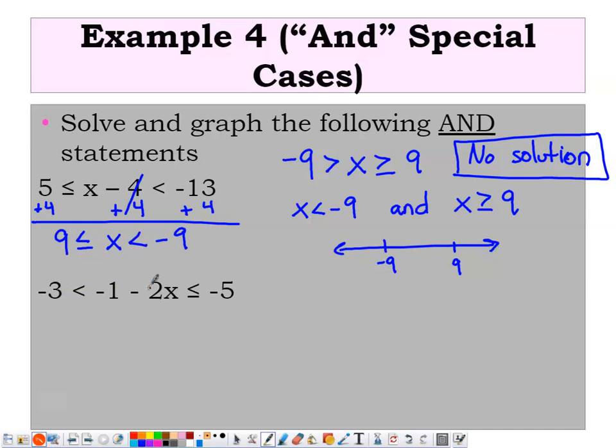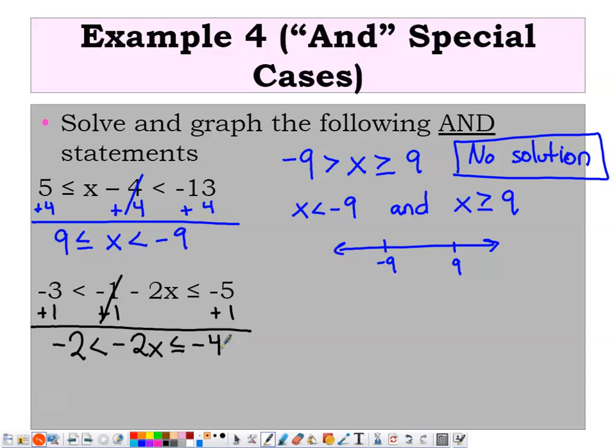So this next part here. We have negative 3 is less than negative 1 minus 2x, less than or equal to negative 5. Again, we need to isolate the variable. So I'm going to add 1. Those cancel. Negative 3 plus 1 is negative 2, less than negative 2x, less than or equal to negative 5 plus 1 is negative 4.